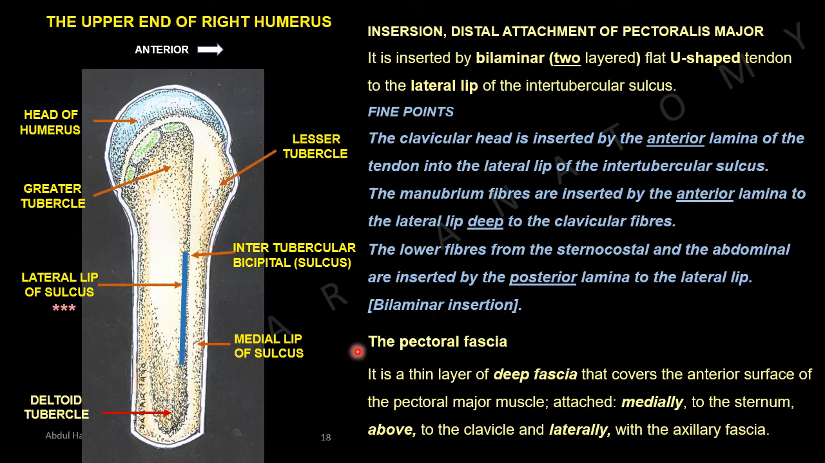The pectoral fascia. It is a thin layer of deep fascia that covers the anterior surface of the pectoralis major muscle, attached medially to the sternum, above to the clavicle, and laterally continuous with the axillary fascia.